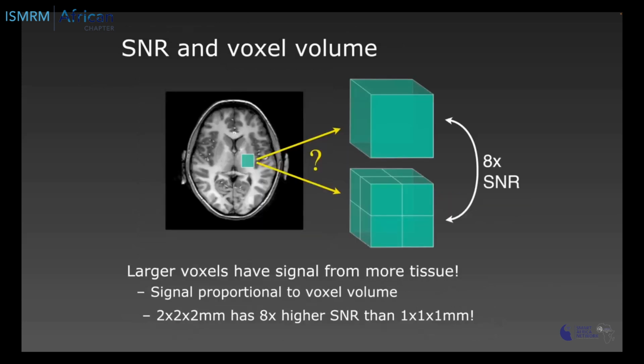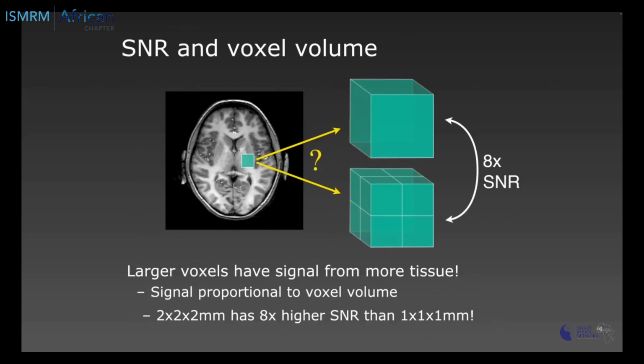In terms of voxel volume or image resolution, it's more simple to understand. Larger voxels have more signal in them, right? And so that does scale linearly. So SNR scales linearly with voxel size. And again, if the bins get larger, there's just more signal added together, and therefore you get higher SNR. So it's proportional to voxel volume.